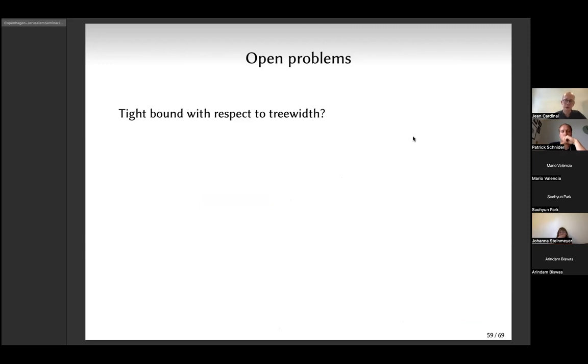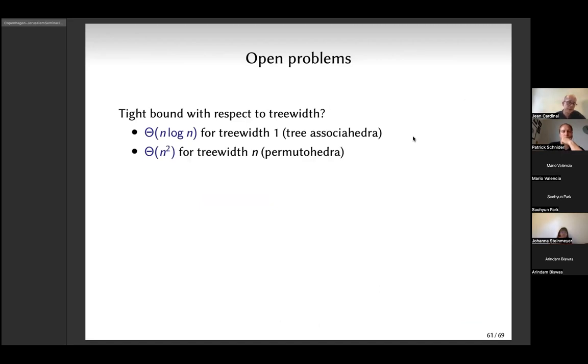So there are many open problems left. We don't have a tight bound with respect to treewidth. We know it's n log n for treewidth 1. These are the associahedra. We know that it's quadratic for treewidth n. This is the permutohedron. We have this upper bound, which is n times treewidth times log n. Maybe the truth would be something like this: n times treewidth times log of n over treewidth, so that when the treewidth is n, we have log of 1, so log of 2, sorry, which should be 1. So we have n times treewidth when the treewidth is large, and somehow the lower bound would match as well. So that's possibly a conjecture we could make.